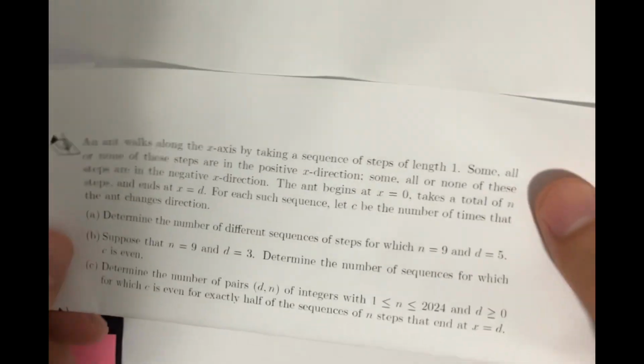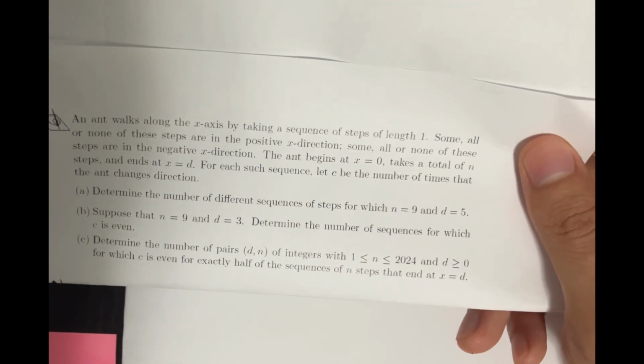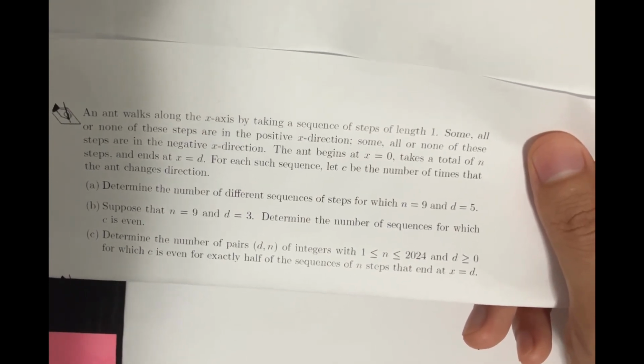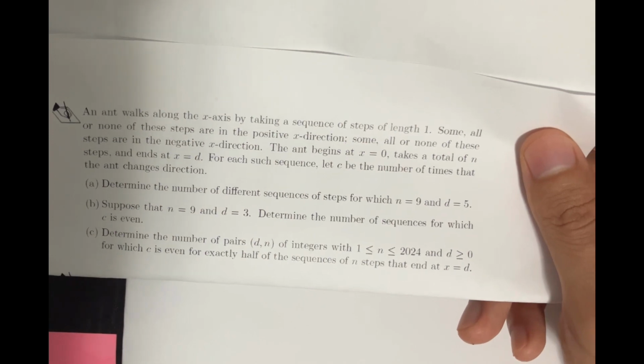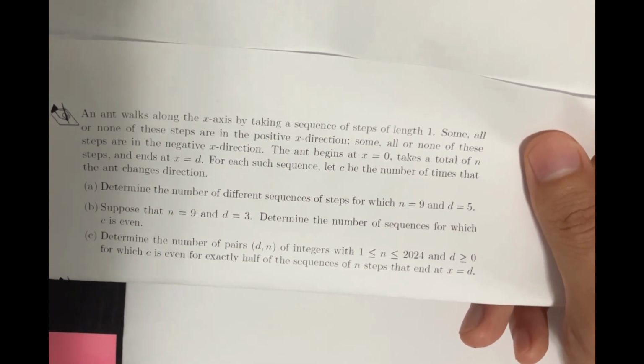Hello, now we are at problem number 9, the second last problem. It's a long one, so let's read it together. We've got an ant which walks along the x-axis by taking a sequence of steps of length 1. Some or none of these steps are in a positive x direction. Some, none, or all of these steps are in the negative x direction.